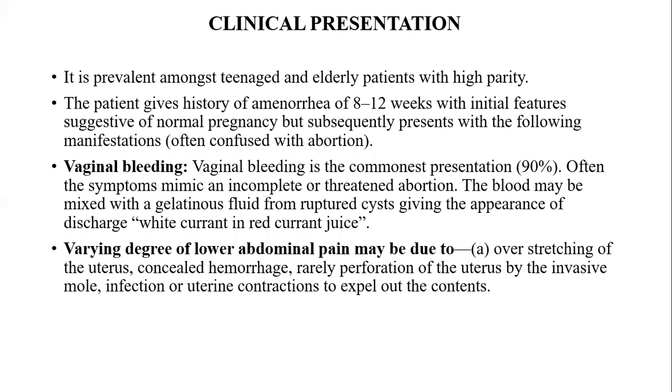Another presentation may be a varying degree of low abdominal pain, which may be due to overstretching of the uterus from the growth of the H-mole, concealed hemorrhages, perforation of the uterus, which is usually rare and mainly by invasive moles, infections, or uterine contractions in an attempt to expel the contents.